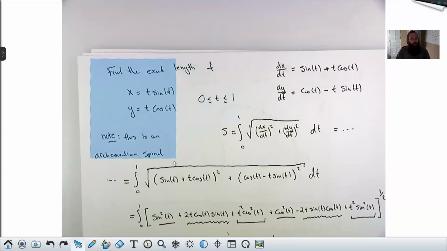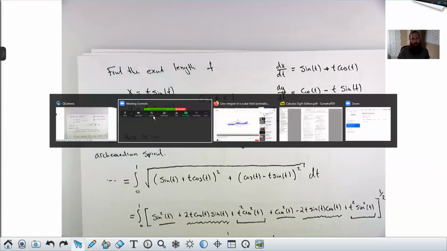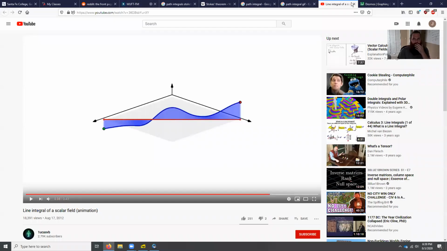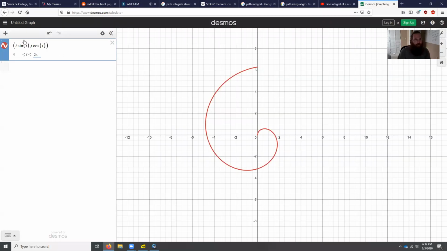This guy is an Archimedean spiral. These parametric equations look a lot like the parametric equations for a circle, except I've got this t out front. And if you look, Desmos is good at graphing these. You just have to graph them as ordered pairs.